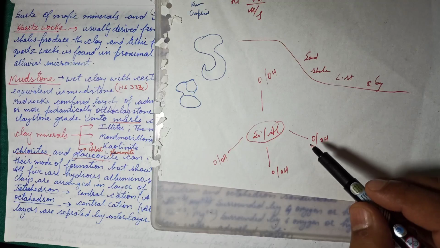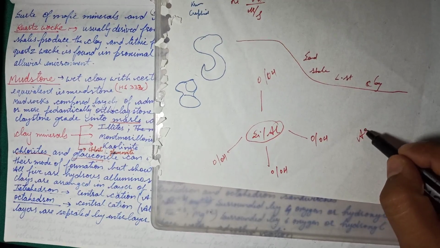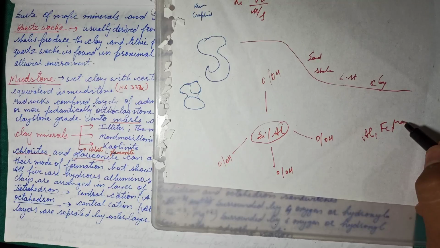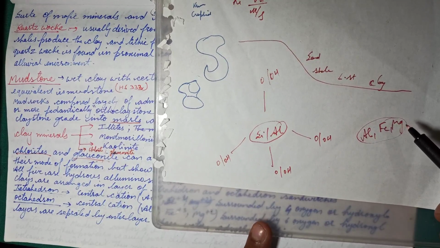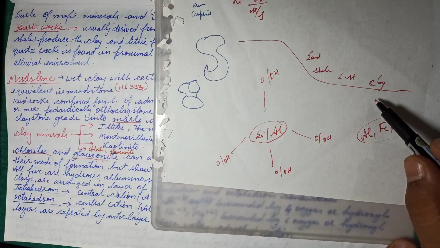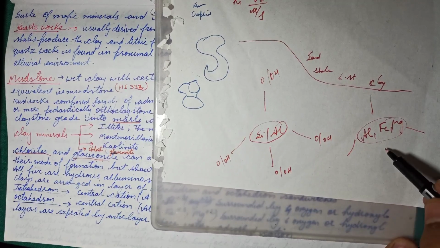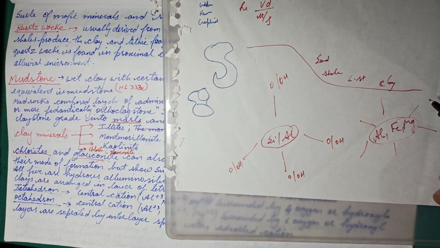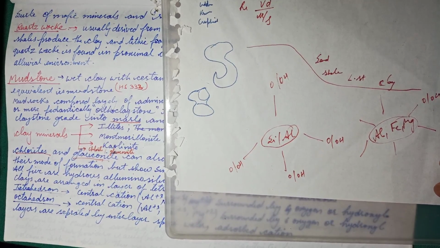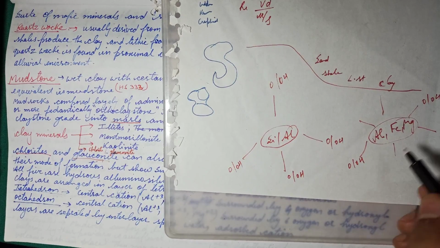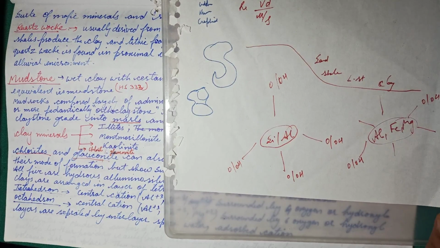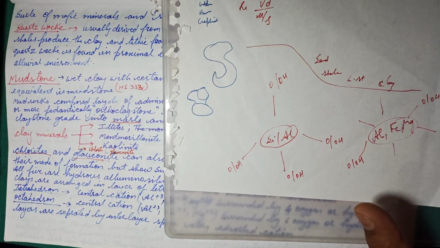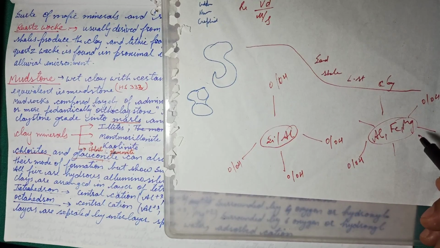Similarly, if the silicon or aluminum ion is replaced by aluminum, iron and magnesium, and they act as the central cation, they are surrounded by 4, 5 or 6 hydroxyl or oxygen ions. Similarly here it will be oxygen or hydroxyl ion. The arrangement is not actually like this, because it exhibits a 3D structure, but this is how the structure is explained.